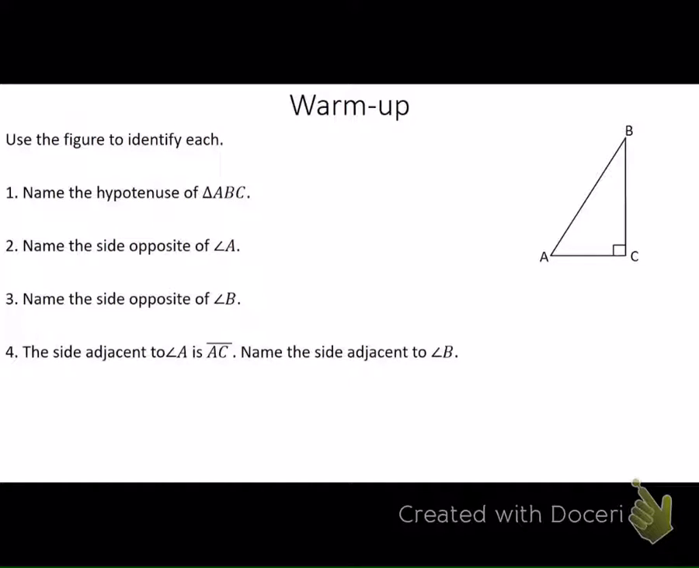Okay, so what is this? First of all, let's talk about this. What is the hypotenuse of triangle ABC? Helena. Hypotenuse is opposite the 90-degree angle.